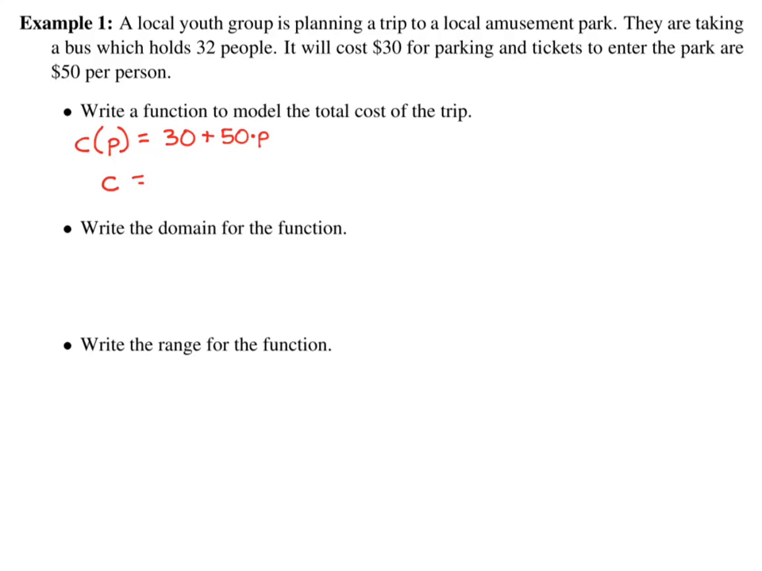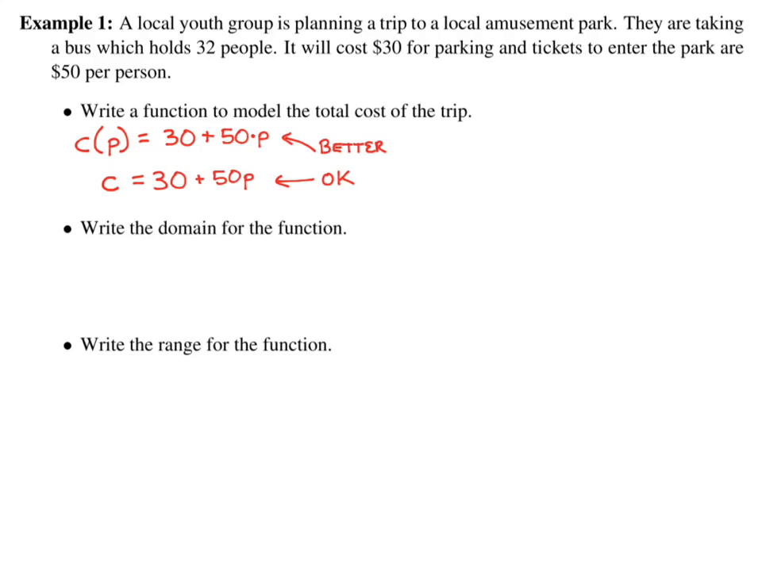Now, if you don't love that C of P stuff, you can go ahead and write C equals 30 plus 50P. It's not quite as good, though, and so that's why I'm going to say C of P equals 30 plus 50 times P is the better answer. C equals 30 plus 50P, that's okay. Not amazingly insightful, but still pretty good.